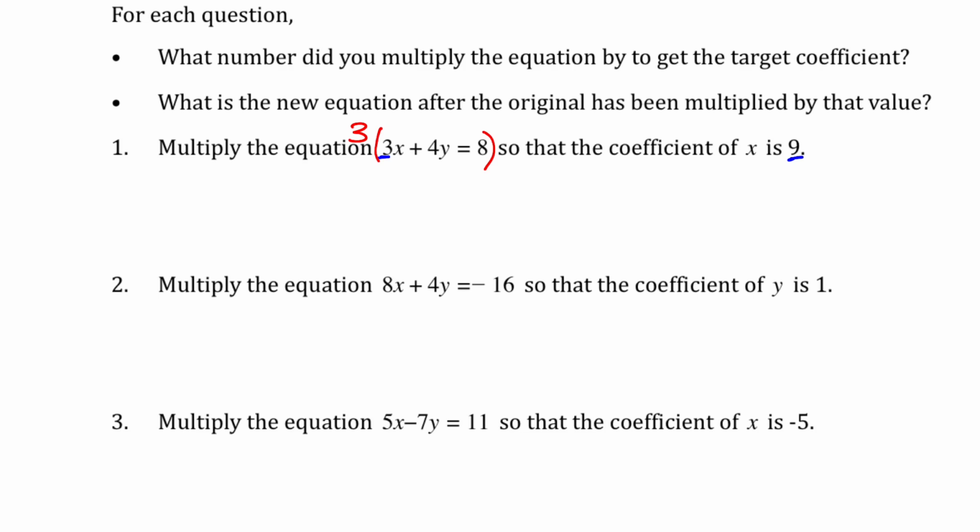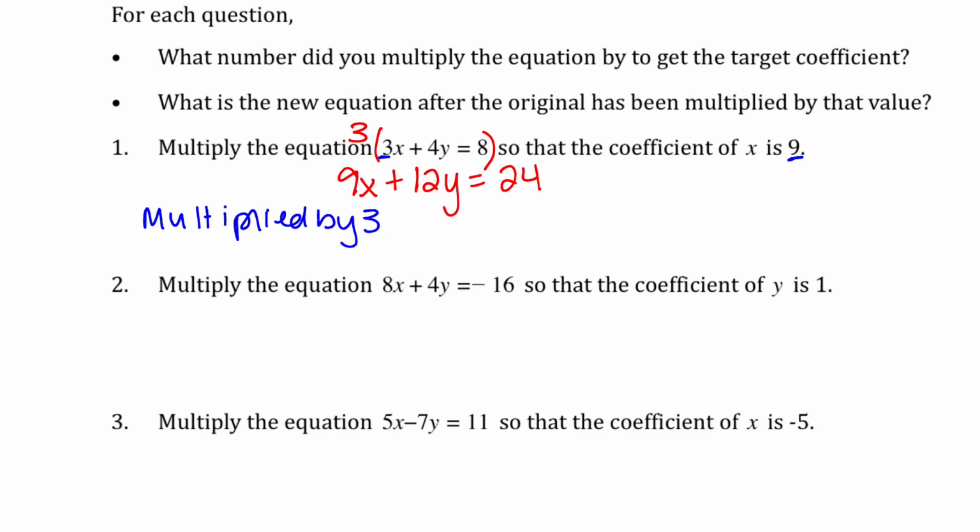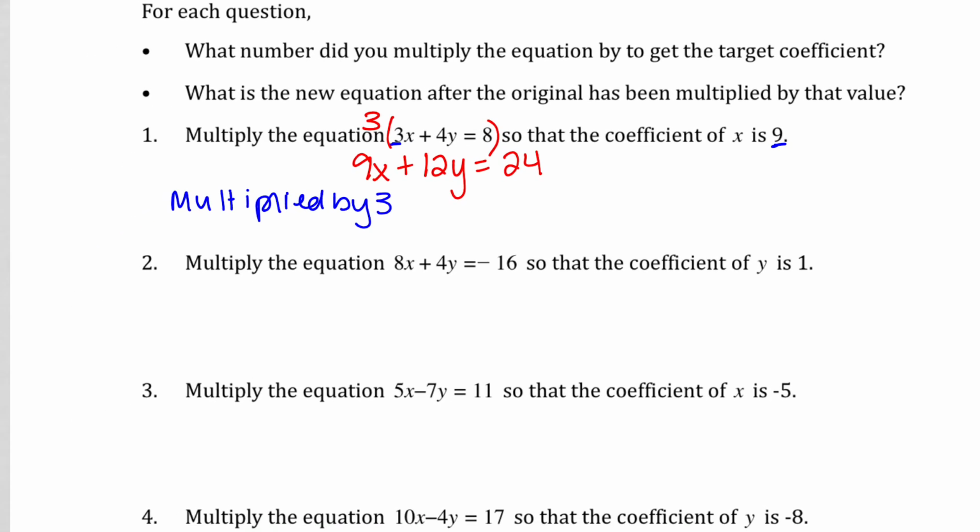So 3 times 3x is 9x. 3 times 4y is 12y, and 3 times 8 is 24. So what number did we multiply the equation by to get the target coefficient? We multiplied by 9, or not 9, 3. Okay, what is the new equation after the original has been multiplied by that value? That's what that is right there.